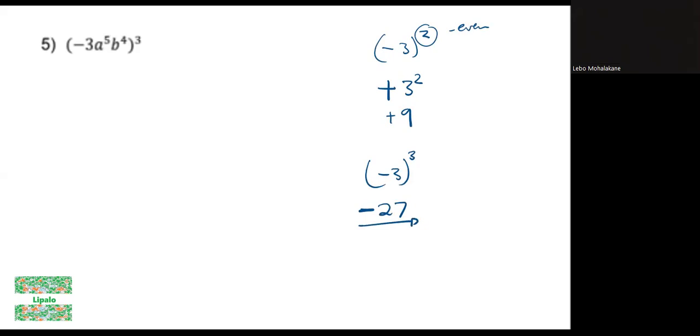Now, here, the 3 affects the coefficient, so I know already I have negative 27. Then this multiplies the 5, sorry. So it's going to be a exponent 3 times 5, which is 15. Then the 3 again multiplies the 4, which is b exponent 12. 3 times 4. I hope you got that correctly. I hope you understand this and you keep practicing more.